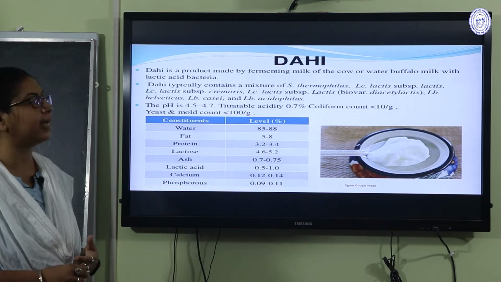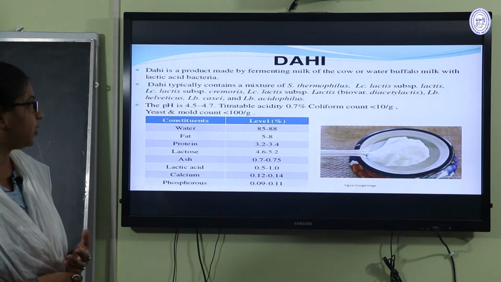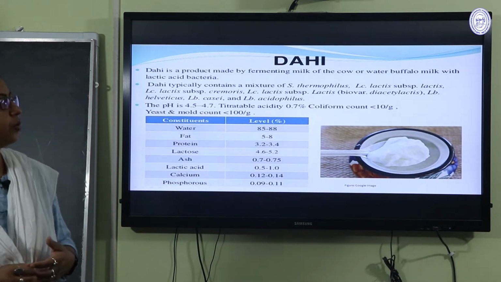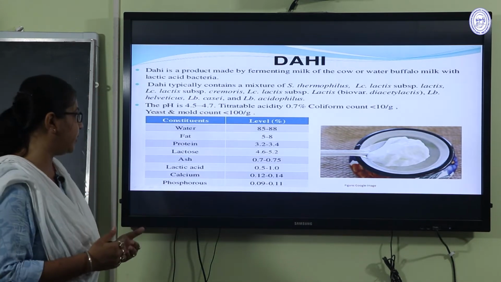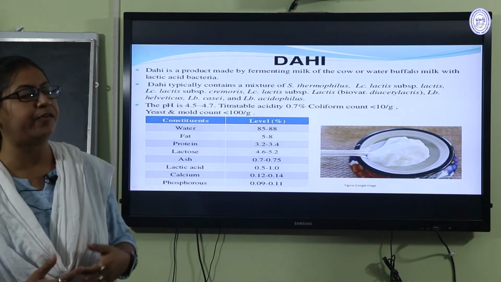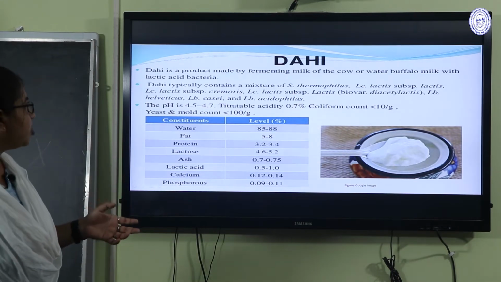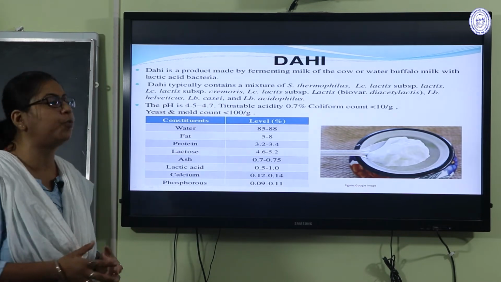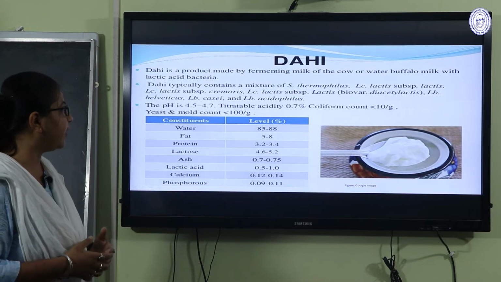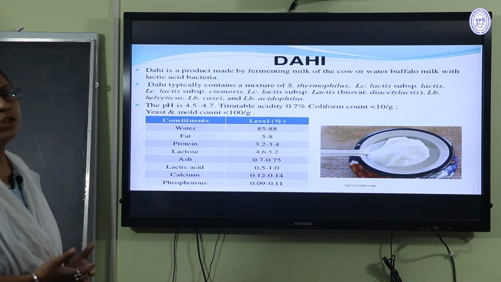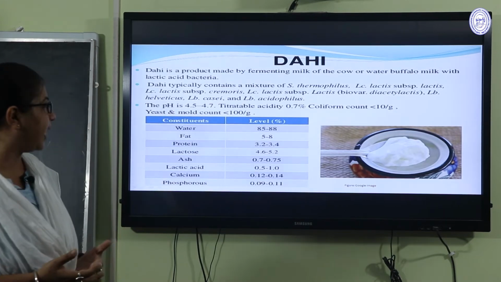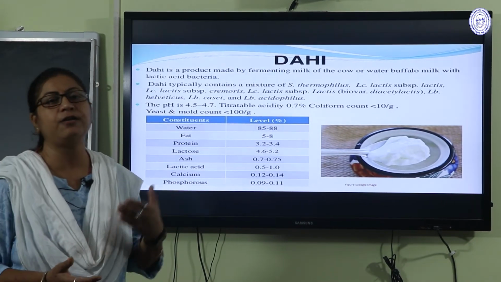So dahi is none other than a fermented milk product which is typically made from a mixture of Streptococcus thermophilus and Lactobacillus acidophilus. There are so many lactobacillus bacteria involved in the making of dahi. Dahi has a typical pH between 4.5 and 4.7, and the important constituents of dahi are water, fat, protein, lactose, lactic acid, calcium and phosphorus.